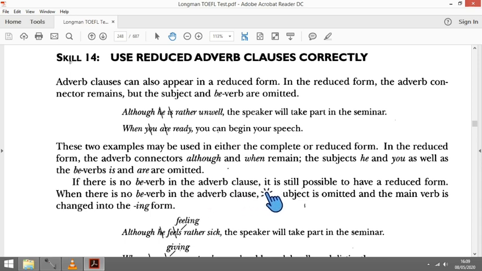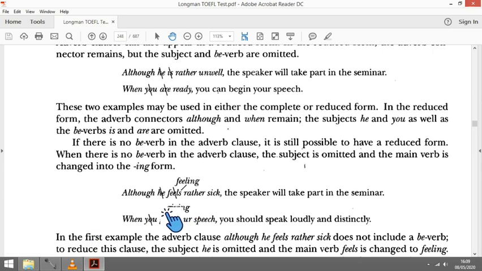When there is no be verb in the adverb clause, the subject is omitted and the main verb is changed to the -ing form. Same as in skill 13, we change to -ing if there is no be. For example: "Although he feels rather sick." Subject and verb. To reduce this one, we erase the subject, and we change the verb to -ing if it is verb 1 or infinitive.